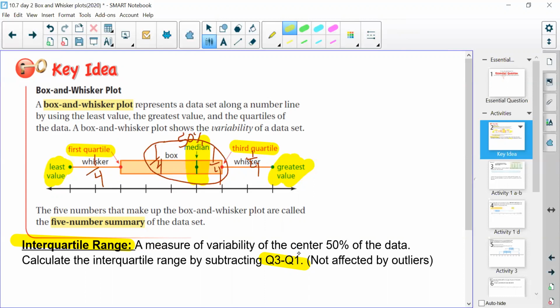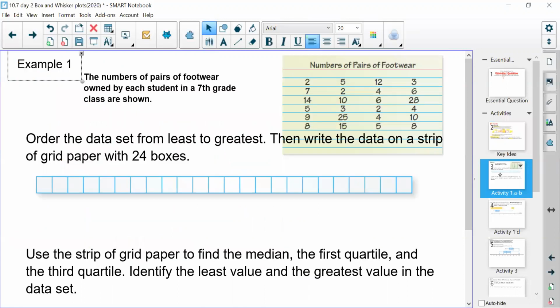Okay, so let's go ahead and show you how this works. On your paper, I've got it listed here for you. I have 24 data values, okay? So we need to organize this data, make a picture out of this data, and see how we can do that. Okay, so this says the number of pairs of footwear owned by each student in a 7th grade class. So you counted how many pairs of shoes you had, and I recorded 24 results.